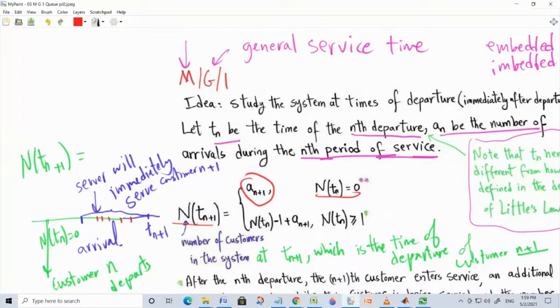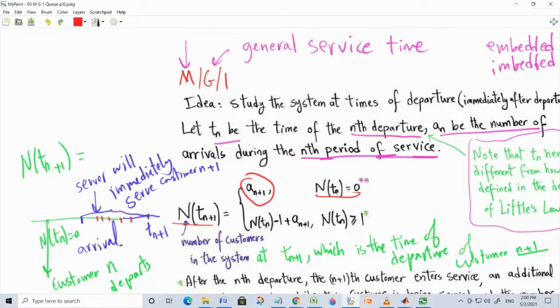So if after the departure of the nth customer the number of customers in the system is 0, then the server becomes idle. It will wait for a new arrival. There is an arrival. This arrival will be customer n plus 1. This customer will be served. And during the service provided to customer n plus 1, there may be a number of arrivals. Those are the arrivals during the service time of customer n plus 1, which by definition is A(n+1). And once customer n plus 1 leaves, the number of customers in the system will be A(n+1). Of course, one of them, depending on who came first, will be served by the server.